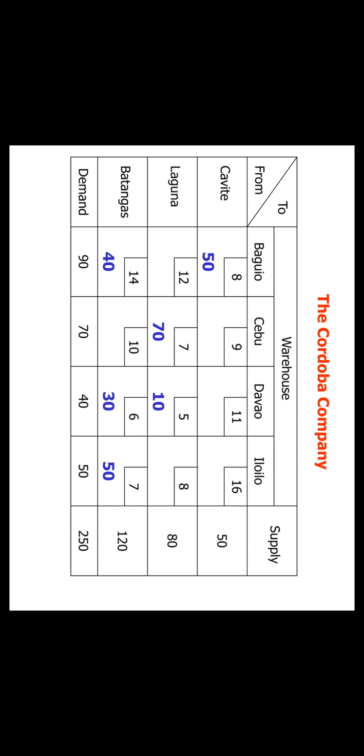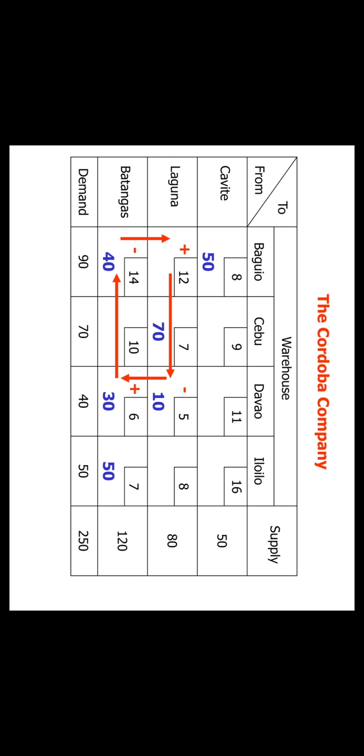Next step would be for us to trace the closed path of that unused cell that gave us a negative opportunity cost. So if that would be the unused cell with the cost of 12, then its closed path would be from 12, you go right to 5, down to 6, left to 14, then back to our 12. After which we assign our alternating symbols, beginning with the positive symbol on the unused cell that gave us the negative opportunity cost. So you have there the plus, followed by minus, plus, minus.